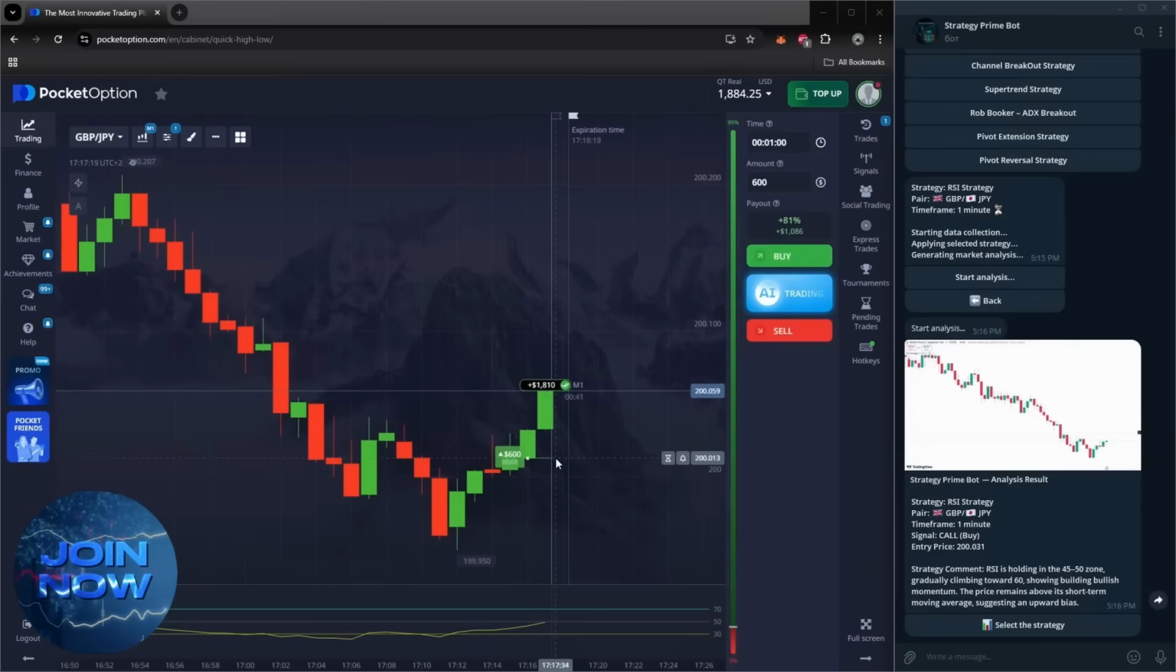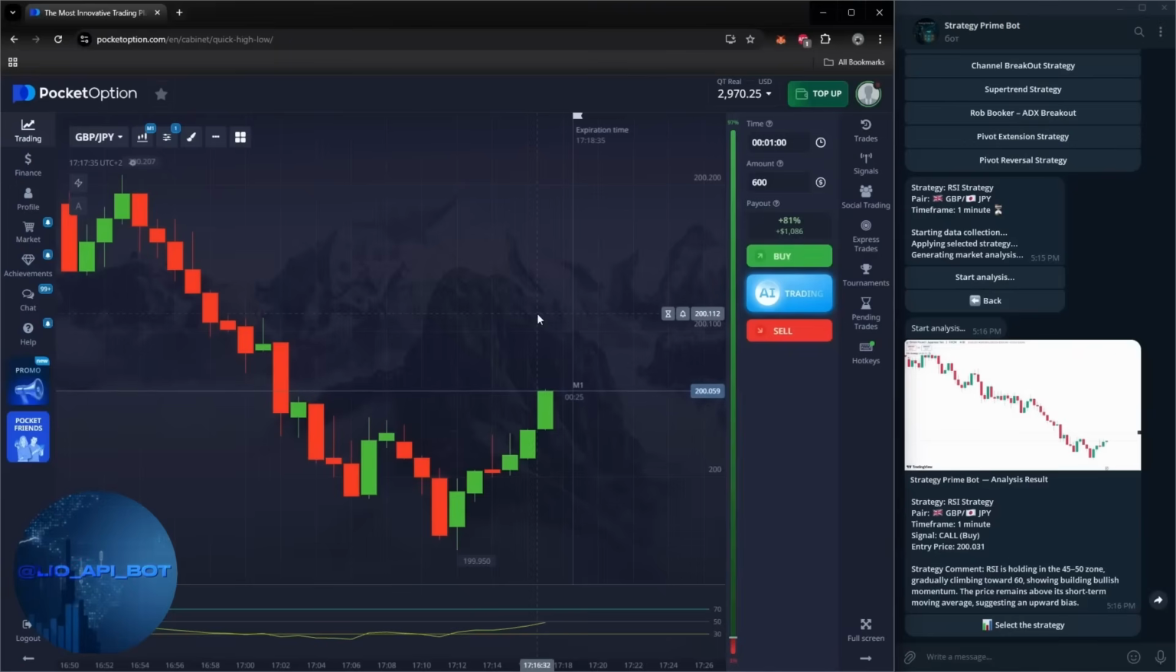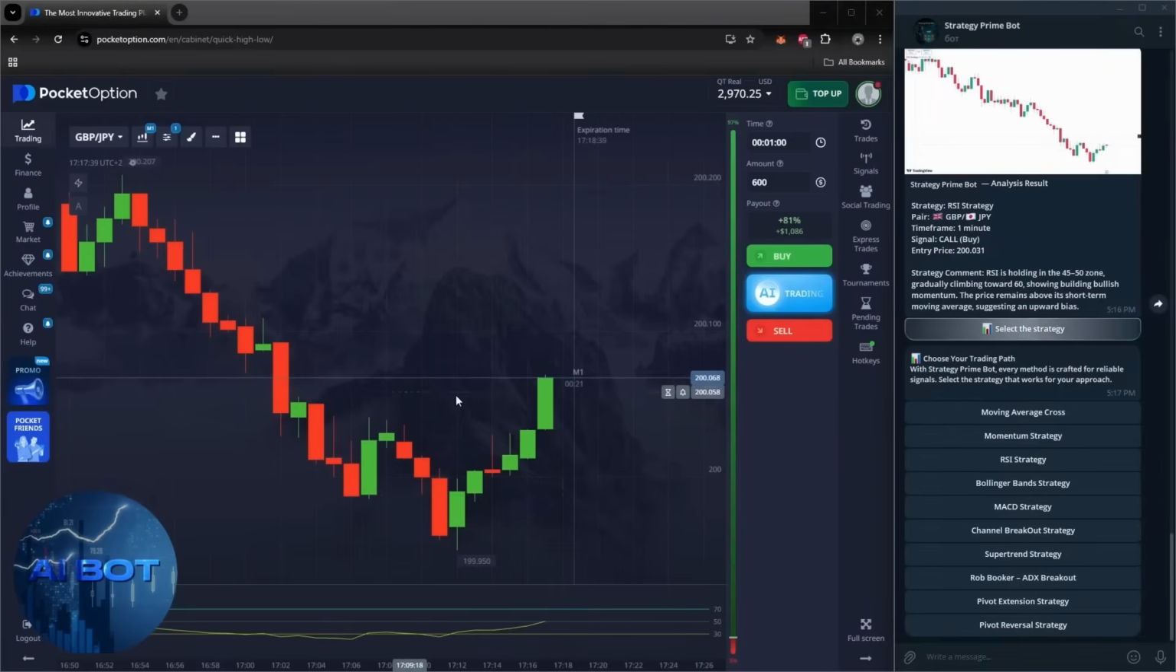And there it is. Once again, another beautiful execution, and we are at $3,000, making $2,500 of profit in less than 5 minutes in the market. Let's go ahead and do one more, and we're gonna call it a day.